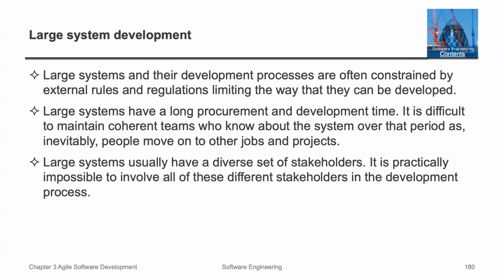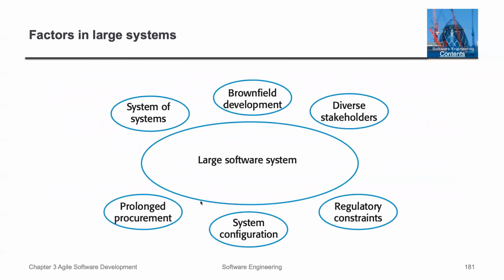So that limits the way and how you can be doing development. Large systems have a long procurement and development time. It is difficult to maintain coherent teams who know about the system over that period, as inevitably people move on to other jobs and projects. Large systems usually have a diverse set of stakeholders. It is practically impossible to involve all these different stakeholders in the development process.